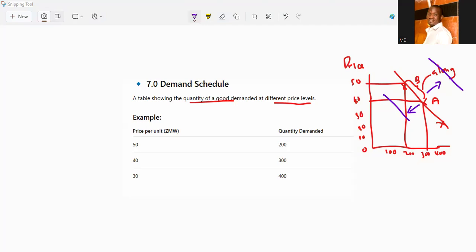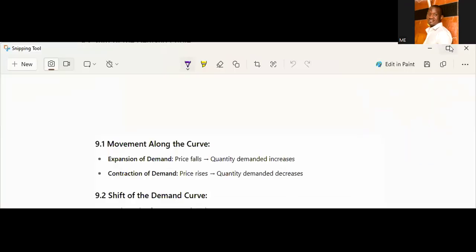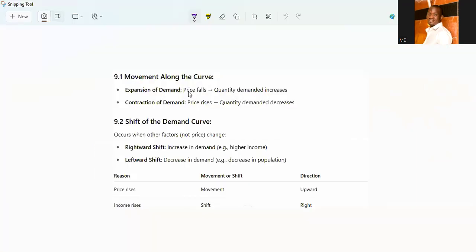That there are two movements that we have. We have movements along the demand schedule and movements that will cause a shift of the demand schedule. The movements along the demand schedule will be due to price falls or price increases. When the price falls, the demand will increase. When the price increases, the demand will decrease. And we also have movements that will cause a shift to the right or to the left. To the right means there's an increase in demand, either due to higher income or higher population or other factors. And the shift leftward will mean a decrease in demand, meaning there's a decrease in population, decrease in income, or change in tastes.